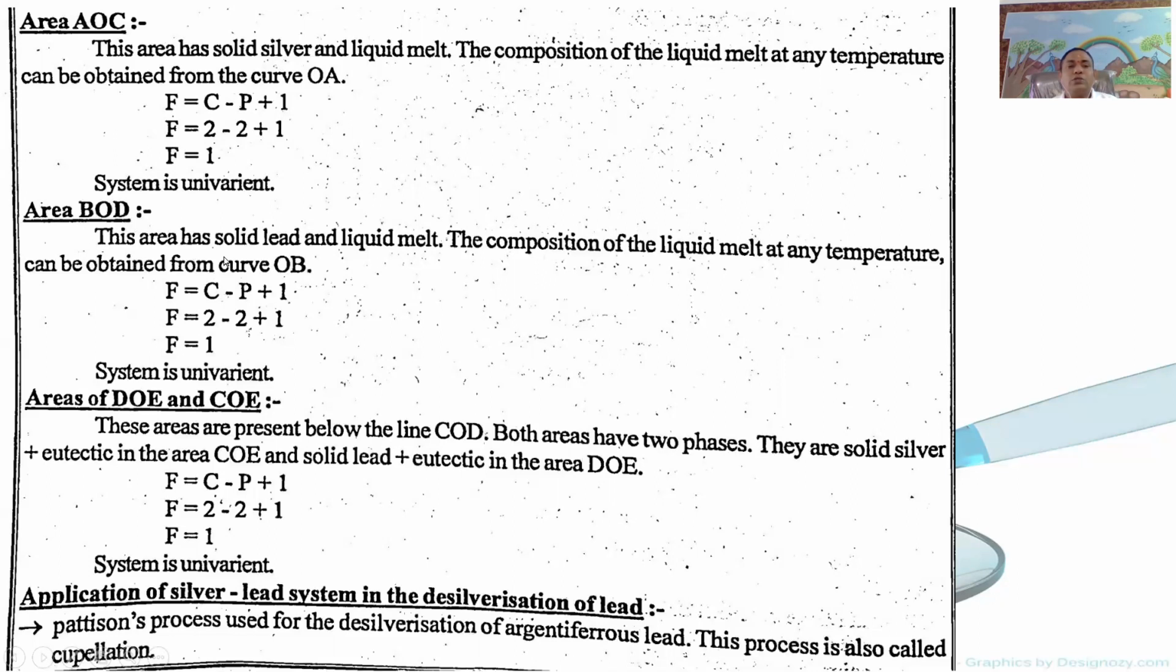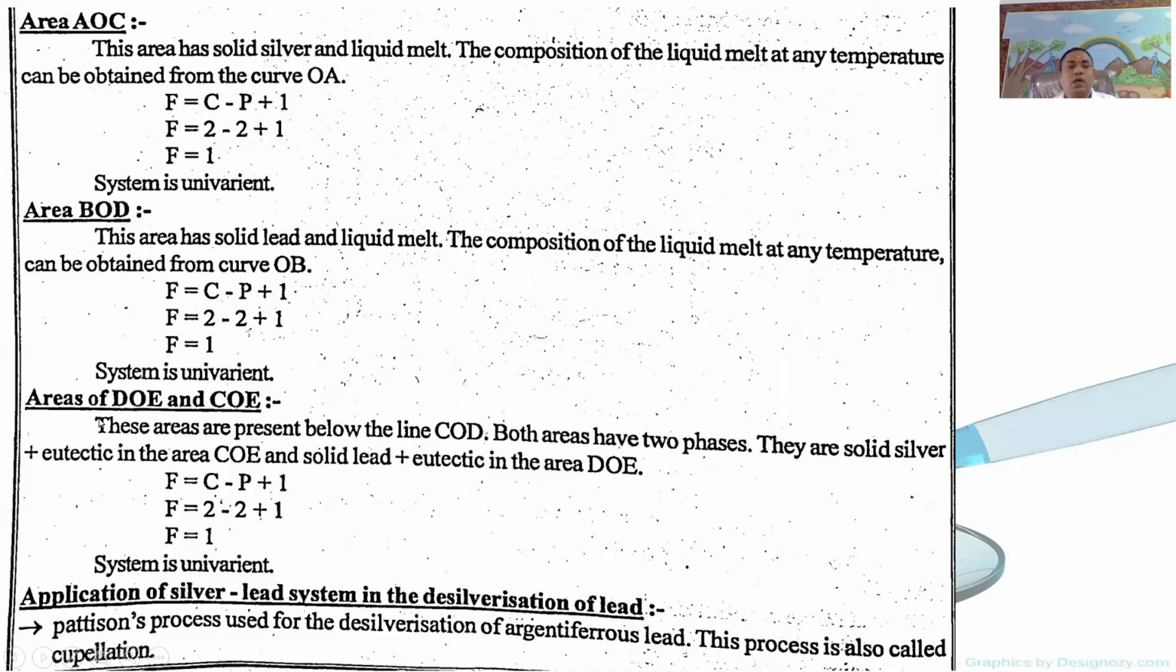This area has solid lead and liquid melt. The composition of the liquid melt at any temperature can be obtained from curve OB. Therefore, the number of degrees of freedom F equals 1. This system is also univariant.